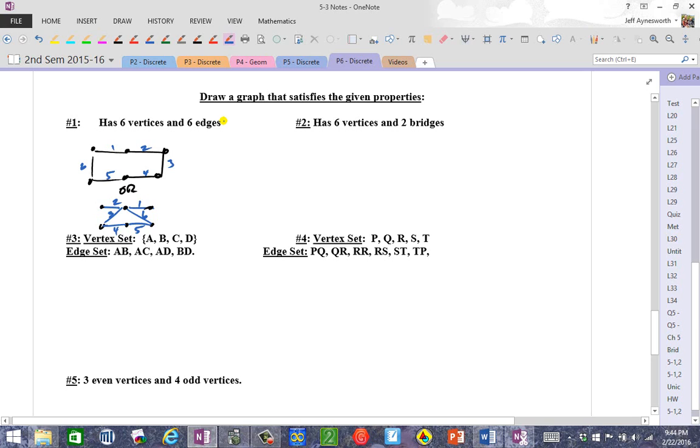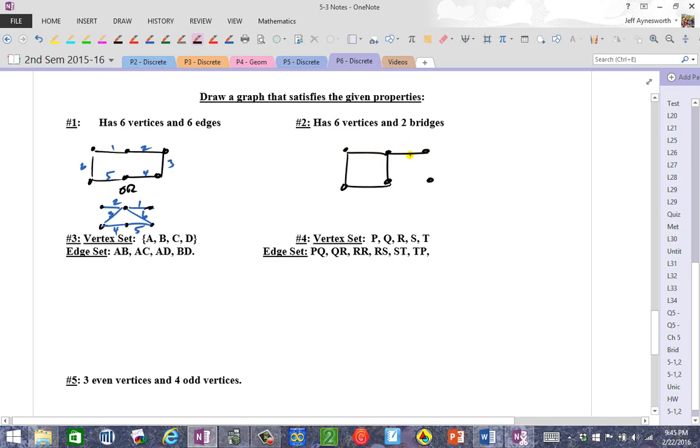Get creative. You can draw all kinds of graphs. You just have to learn how to satisfy the given conditions. Like this is a new one. We haven't done this one yet because I want 2 bridges in this one. So 6 vertices. 1, 2, 3, 4, 5, 6. And 2 bridges. And now it can have as many edges as you want because it doesn't say. So let's put in a couple of edges here, but I need a bridge. So how about right there?